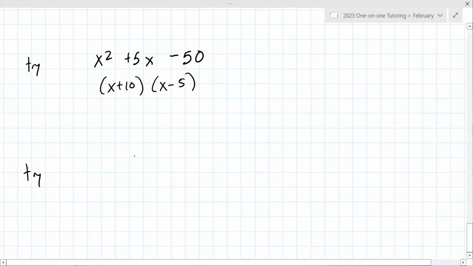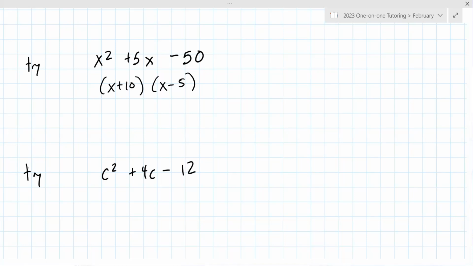All right, so maybe try one more and then we'll do some synthesis here. So let's say it's c squared plus 4c minus 12. Go ahead and try that one on your own, please, and let me know what you come up with.